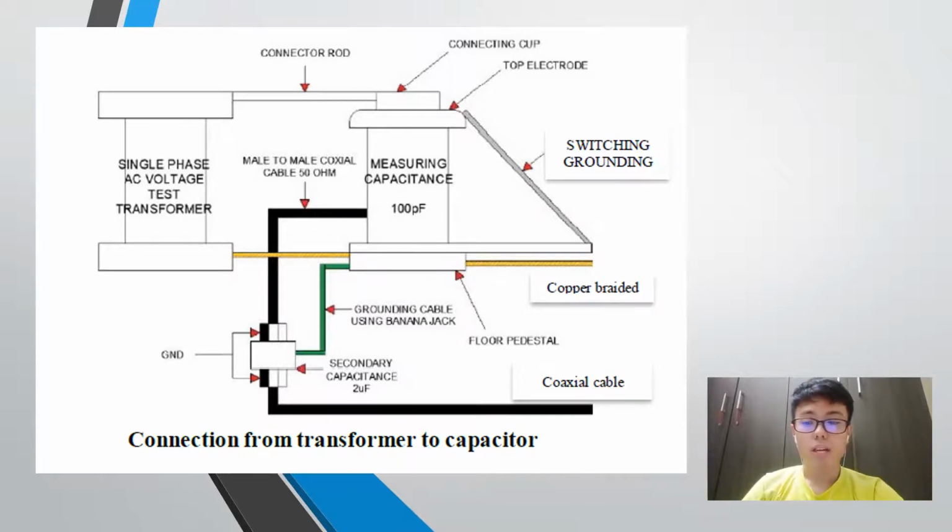So, the capacitor with the smaller capacitance will have the greater voltage, and conversely, the capacitor with the greater capacitance will have the smaller voltage.